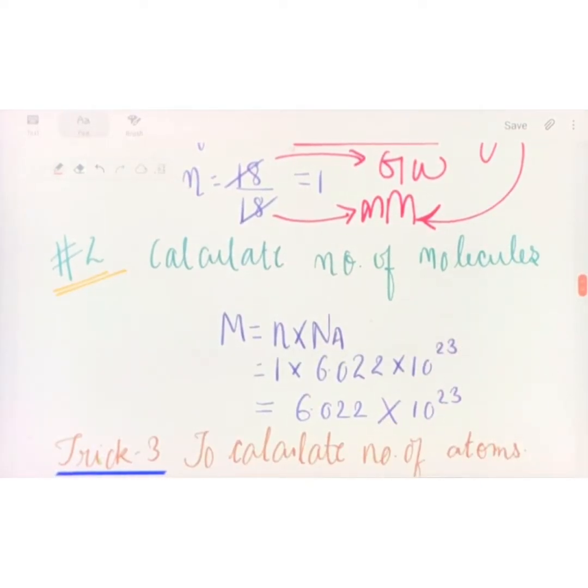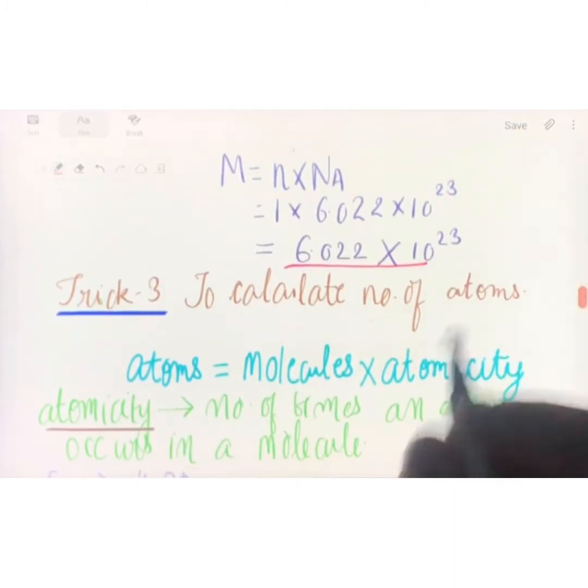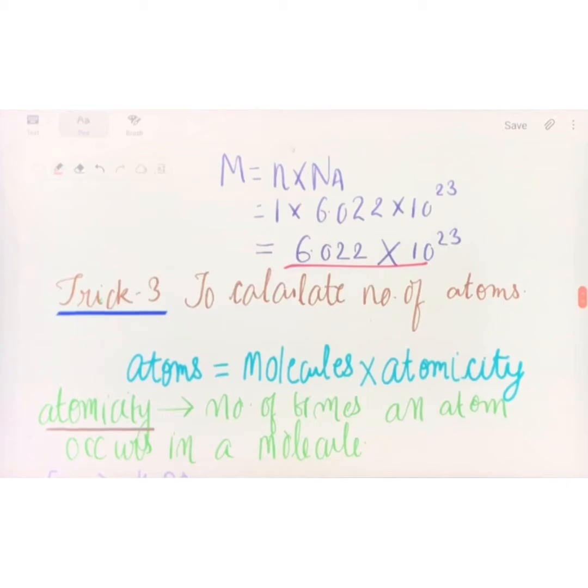The second step that is asked in the question is the number of molecules. The formula used is number of molecules is equal to moles into the Avogadro's number. Moles calculated is 1, into the Avogadro's number whose value is 6.022 into 10 raised to the power 23, which comes out to be 6.022 into 10 raised to the power 23. Now we further proceed to trick number 3, that is to calculate the number of atoms.